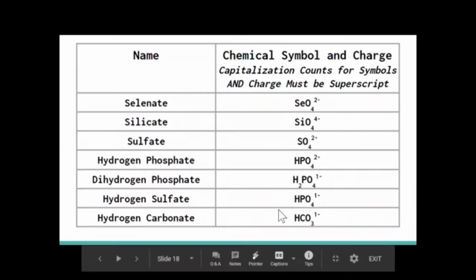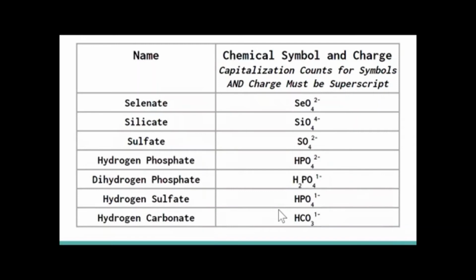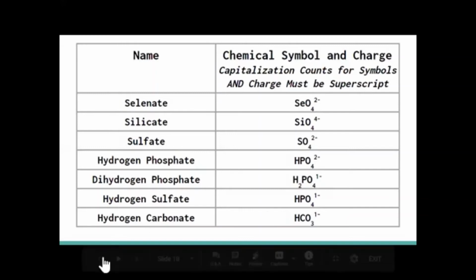Okay, the next list. Selenate, SeO4, 2 minus. Silicate, SiO4, 4 minus. Sulfate, SO4, 2 minus. Hydrogen phosphate, HPO4, 2 minus. Dihydrogen phosphate, H2PO4, 1 minus. Hydrogen sulfate, HSO4, 1 minus. Hydrogen carbonate, HCO3, 1 minus.